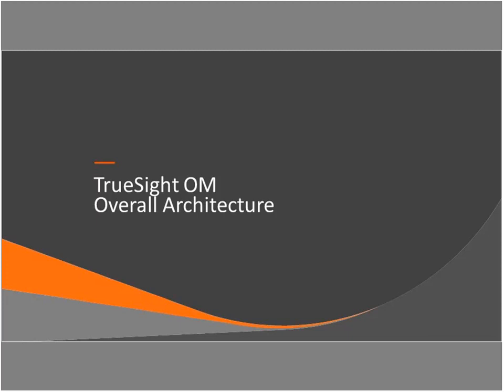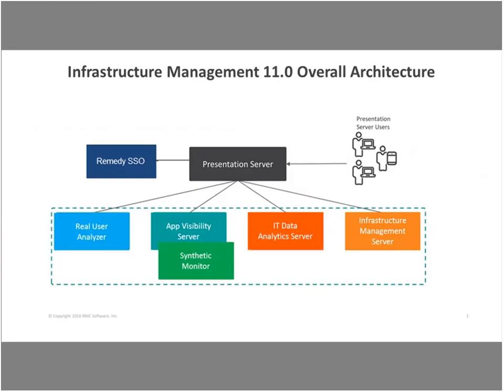Now, let's talk a little bit about the architecture. The overall architecture for TrueSight Operations Management and Infrastructure Management, this slide is actually labeled incorrectly, so I apologize for that. This is the overall architecture for the entire stack, okay? So at the top, we have the presentation server. And below that, we've got these major capabilities that have their corresponding server components that support these capabilities.